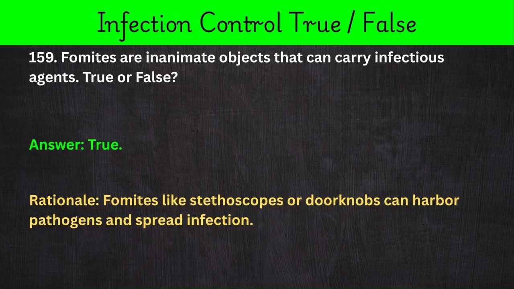159. Fomites are inanimate objects that can carry infectious agents. True or false? Answer: true. Rationale: fomites like stethoscopes or doorknobs can harbor pathogens and spread infection.